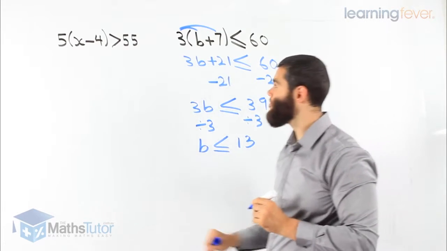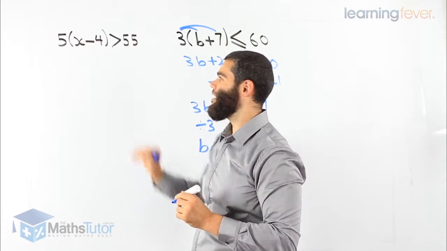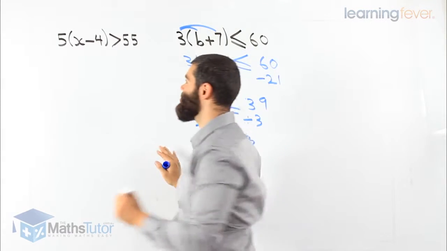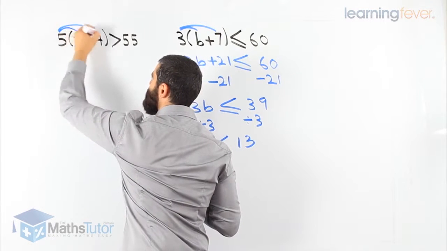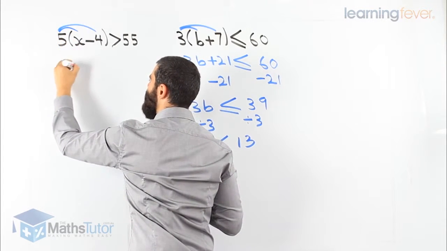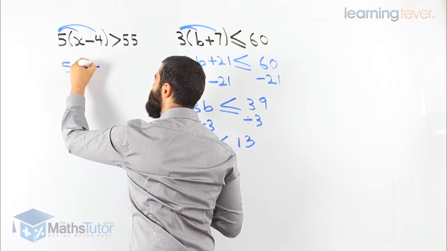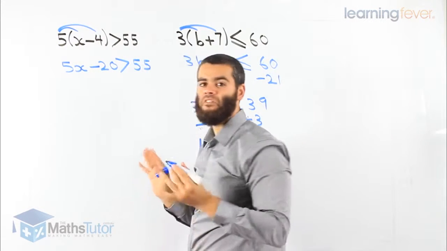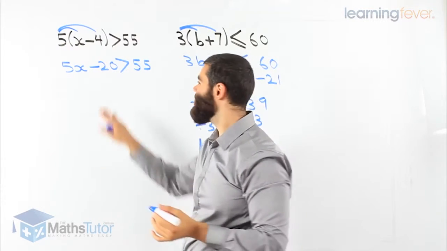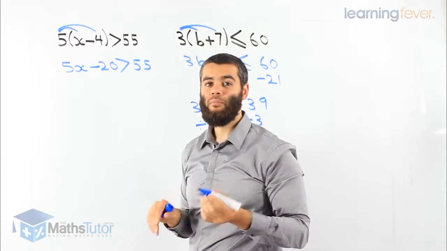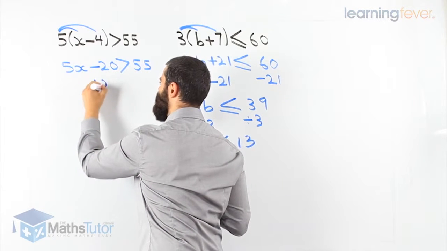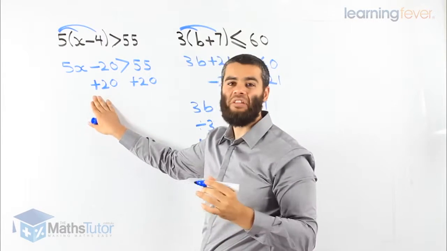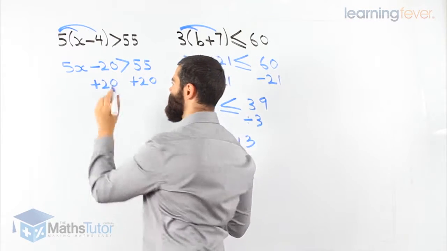Let's do another one. 5, open bracket, x minus 4, close bracket, is greater than 55. Again, we expand. 5 times x, 5x. 5 times negative 4, negative 20 is greater than 55. Simple. Now, minus 20 becomes plus 20. We always do the opposite. Minus is plus. Plus 20 on this side as well. What we do to one side, we do to the other side.